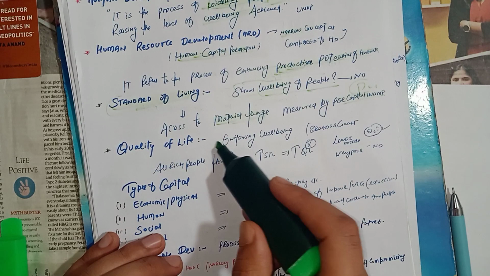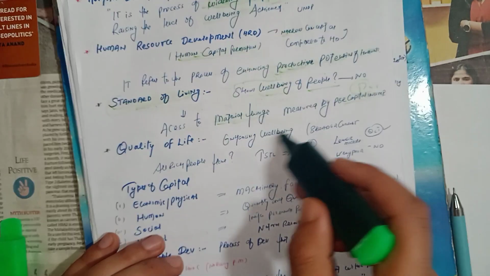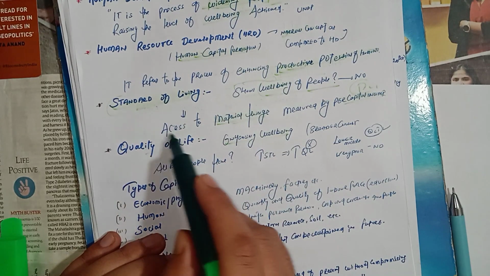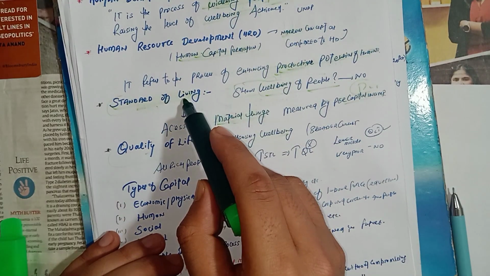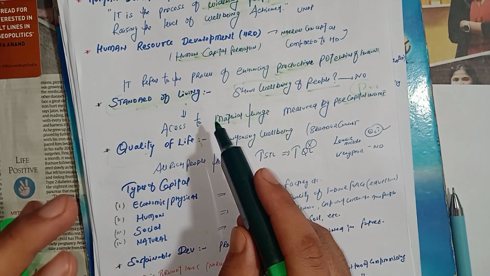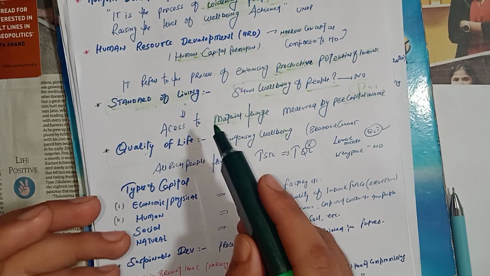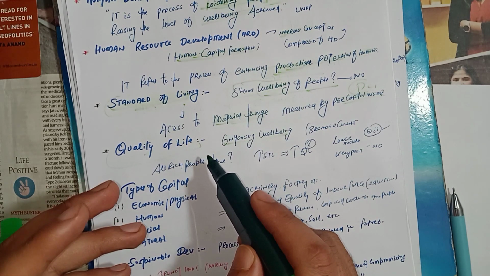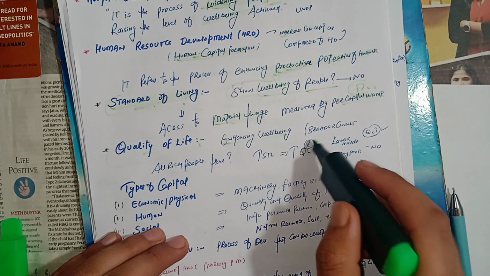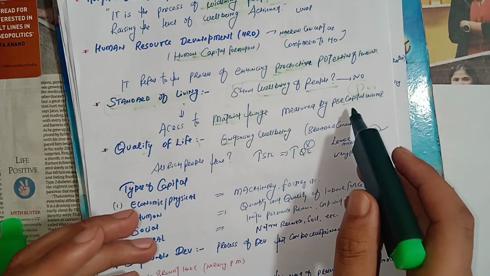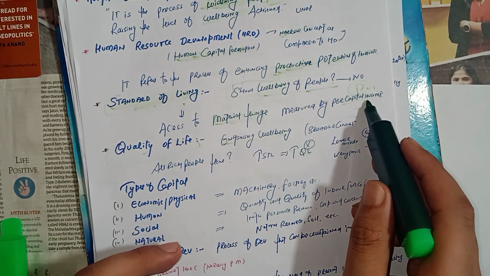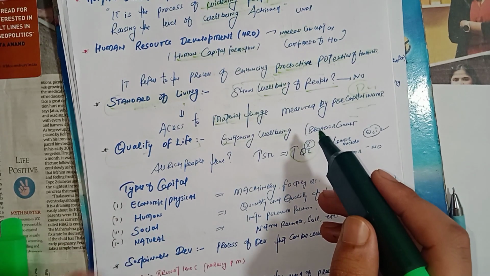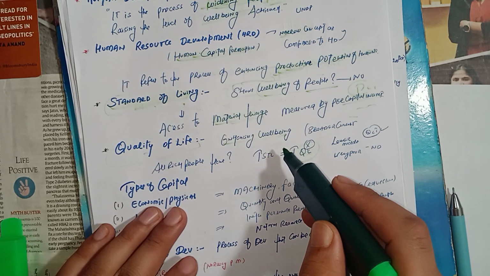And quality of life. Quality of life means enhancing well-being. This is a broader concept than standard of living. If a person has a higher standard of living, does it mean that he also has a decent quality of life? Because quality of life doesn't only include the income part, but it also includes happiness and mental state. These kinds of things are also included in quality of life.